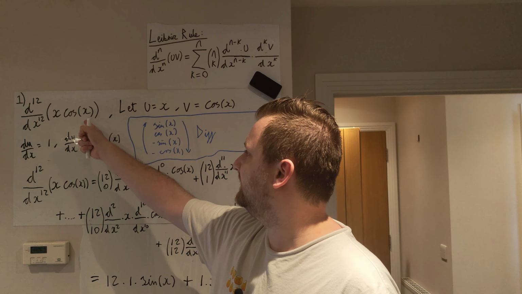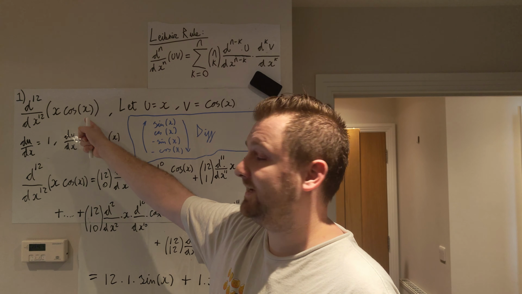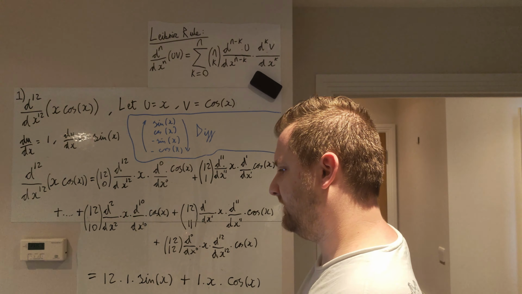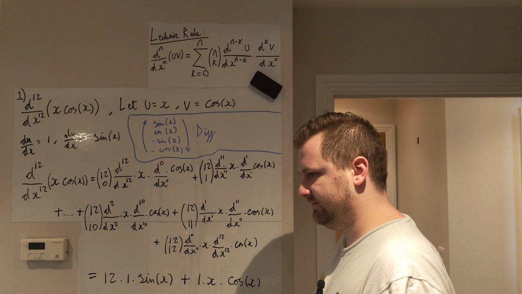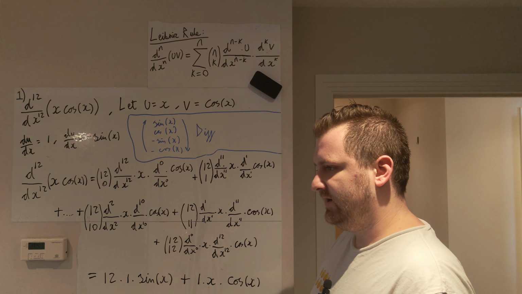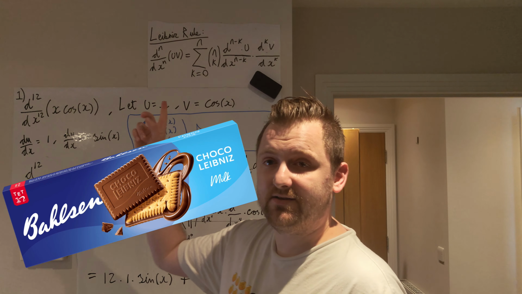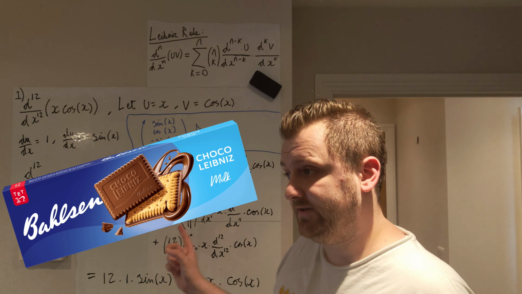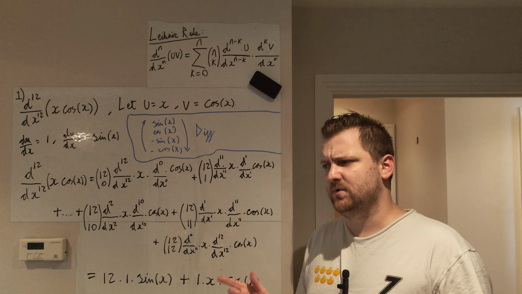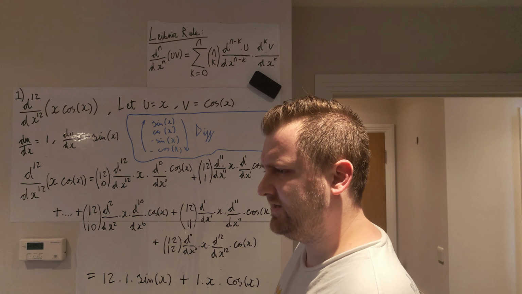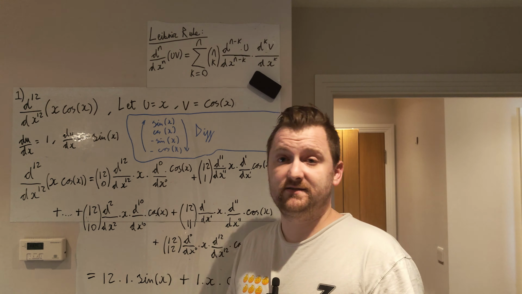So today I'm going to go through how to differentiate x times cos of x 12 times. We're going to use the Leibniz rule, which is that the same as the biscuits? I don't know, but I think that's how you say it. You can also do this by using the product rule multiple times, then you find the pattern, but we're going to be using this technique.